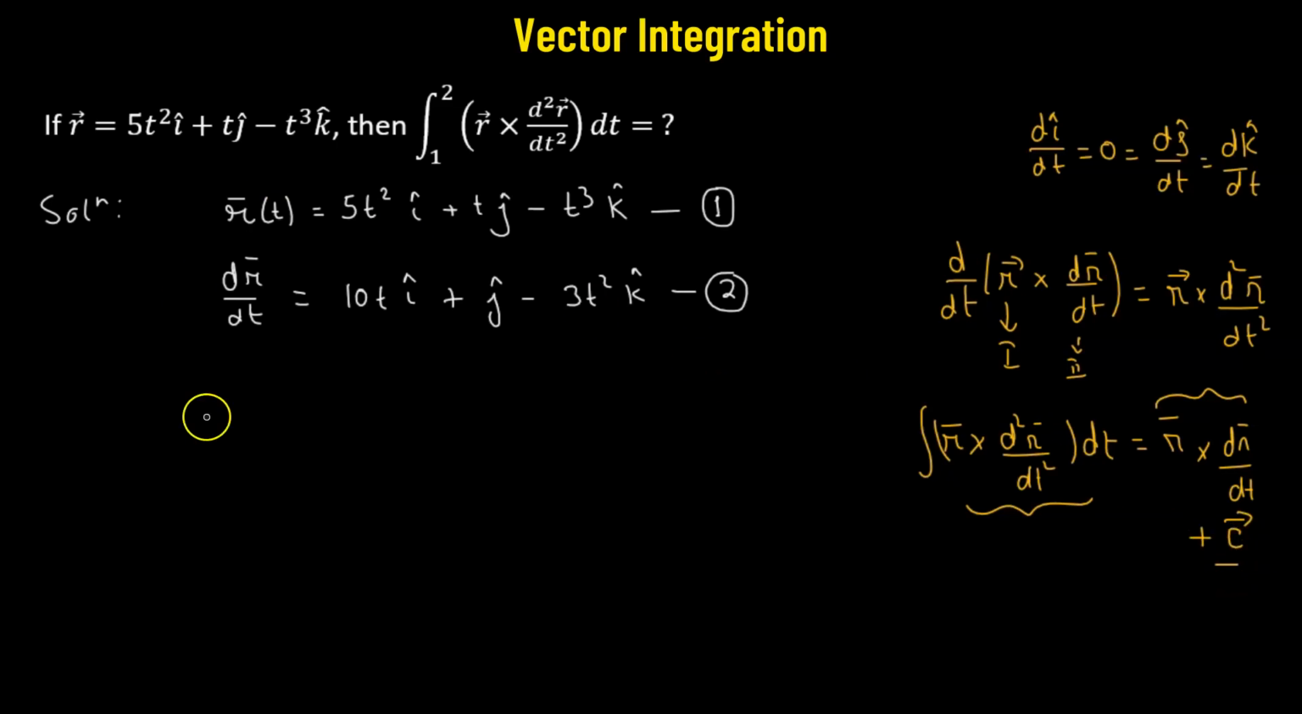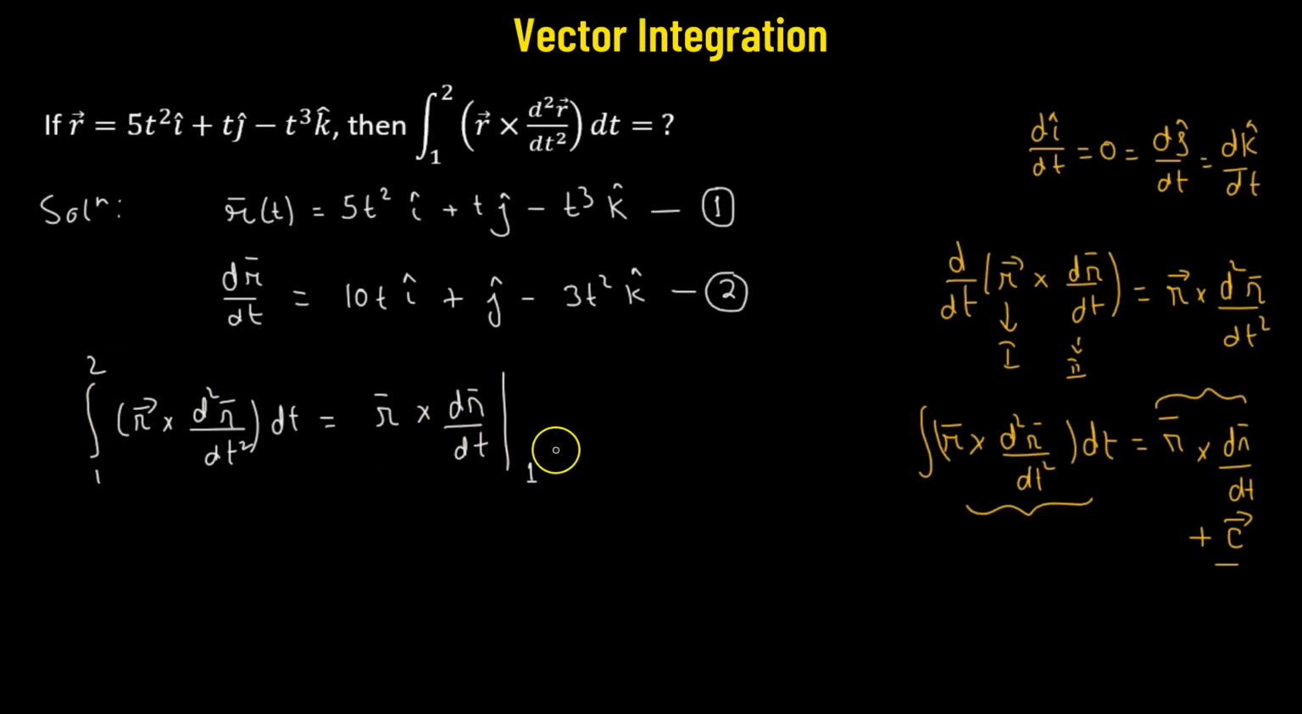So that means our given problem, integration of vector r crossed with second derivative of r with respect to t over dt, the integral value will be equal to r vector crossed with first derivative of r with respect to t plus the constant of integration. Of course, here we have a definite integral going from 1 to 2. So that means we'll compute the value of r vector crossed with dr over dt, evaluating at the end points going from 1 to 2. So let's obtain the value of r vector crossed with the first derivative of r with respect to t.